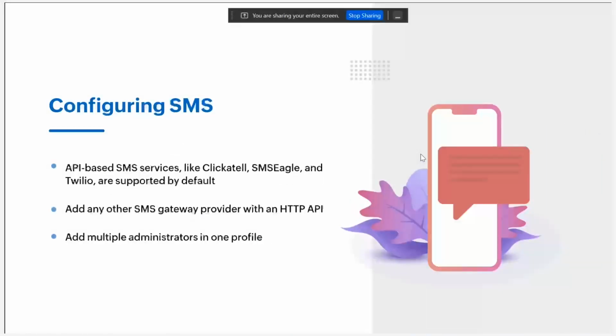Now let's move to the SMS. Similar to email notification, SMS is also equally popular, and setting it up is really simple and easy. OpManager MSP supports SMS Gateway and SMPP. API-based services like Clickatell are also supported. And you also have the option to add multiple admins in one profile. So let's see that as well.